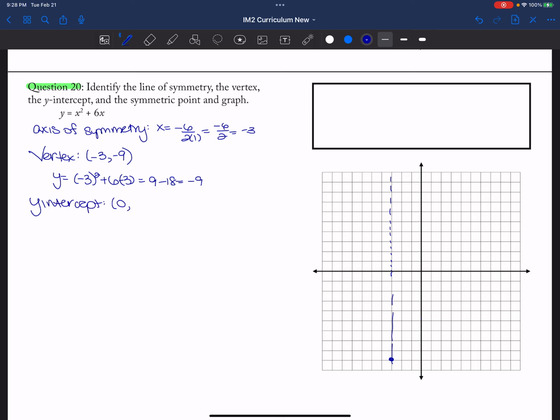And then my y-intercept is when x is equal to 0. So y is equal to 0 squared plus 6 times 0, which equals 0. So my origin, and then 3 away from that. And so my parabola, oops, as I could not play connect the dots very well, looks something like this. Okay, and that is it for this section.